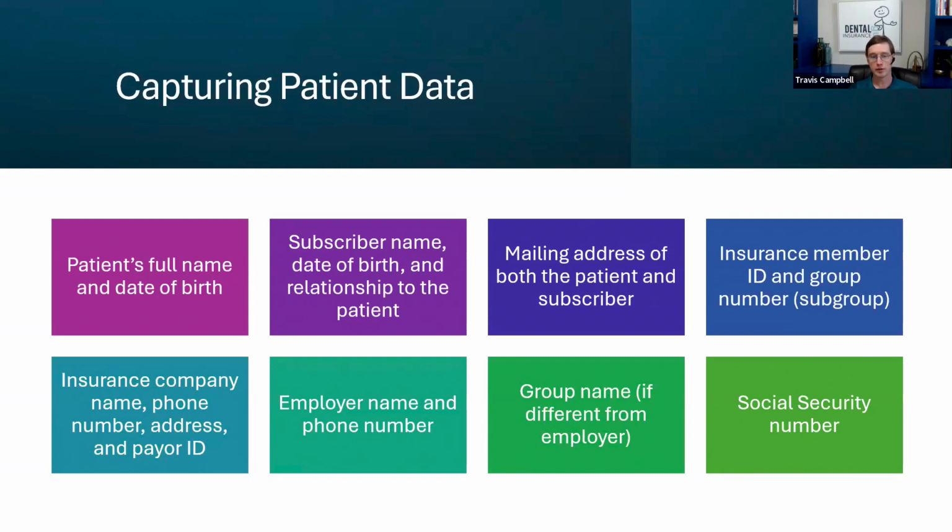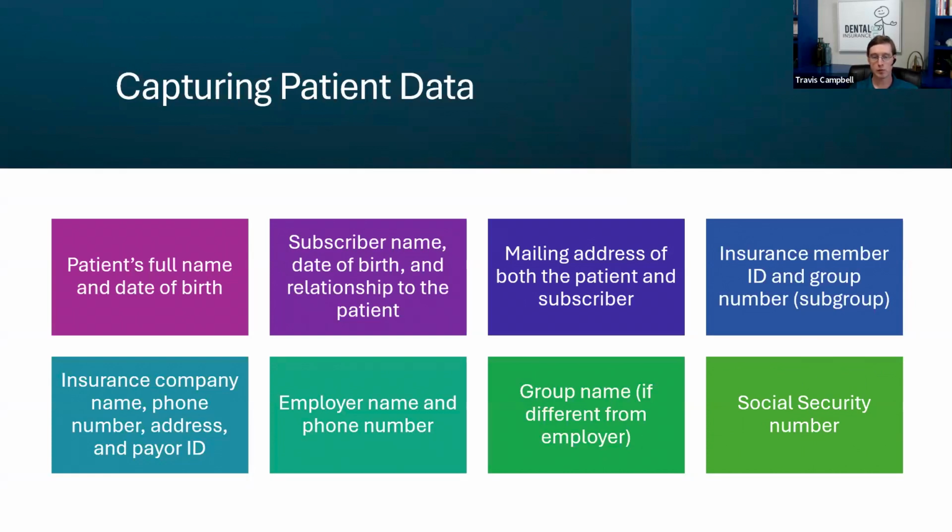You also want the subscriber's name, date of birth, and their relationship to the patient, whether that's self, mother, father, spouse, whatever. You're going to want their mailing address, both the patient and the subscriber if they're at different locations. You're going to want the insurance member ID and group number, and subgroup number if there is one. You're going to want the insurance company name, phone number, address, and payer ID.